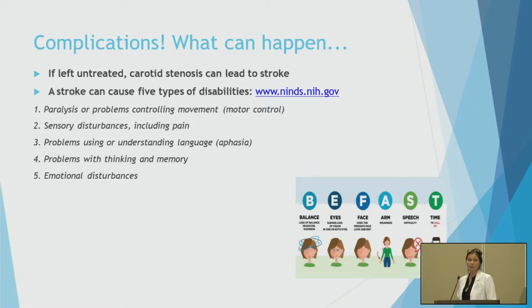So looking into some stroke facts, there are 5 types of disabilities that can occur after a stroke. Patients can have paralysis or problems controlling movement, sensory disturbances, including pain, problems using or understanding language, problems with thinking or memory, and even problems with emotions.